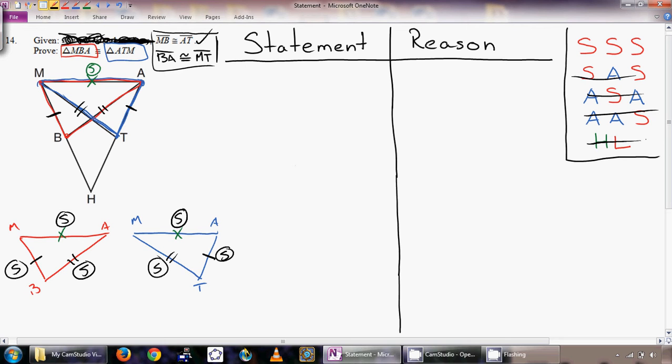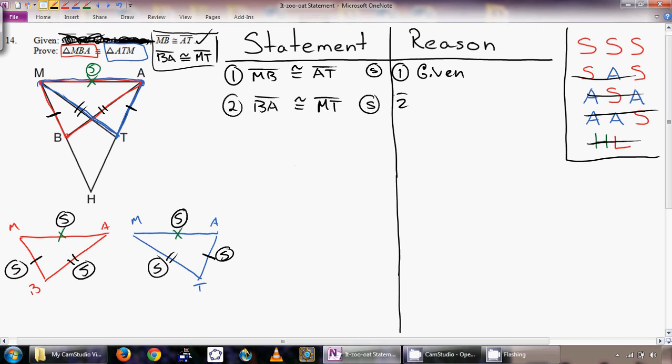So now we just got to write it up. And we're going to start with our givens. 1. MB is congruent to AT. How did I know that? Well, it was given. That's a side. 2. BA is congruent to MT. That's a side. How did I know that? Well, it was given.